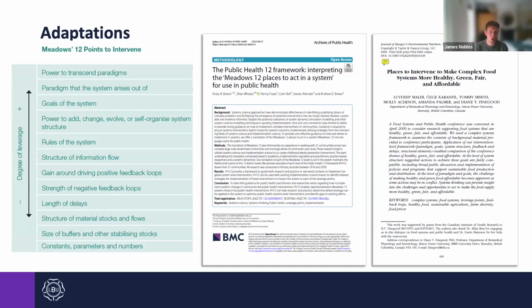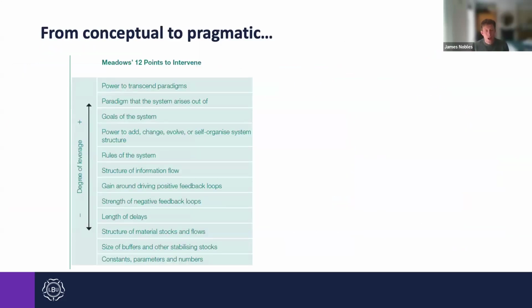Some work that colleagues in Australia have done quite recently translated those 12 points to intervene into public health speak, and they've got a nice paper there, which you can see on the screen. Other work that Diane Finegood from Canada has been involved in has tried to simplify those 12 points into a tool that may be perceived to be more useful or usable. Similarly, the work that we have done in developing the action scales model very much aligns back to Donella Meadows' 12 places to intervene.